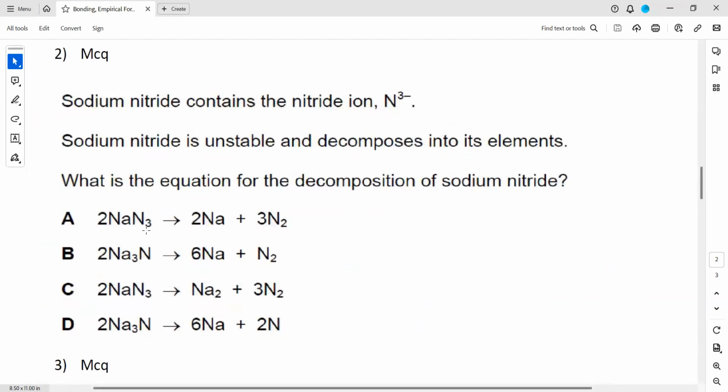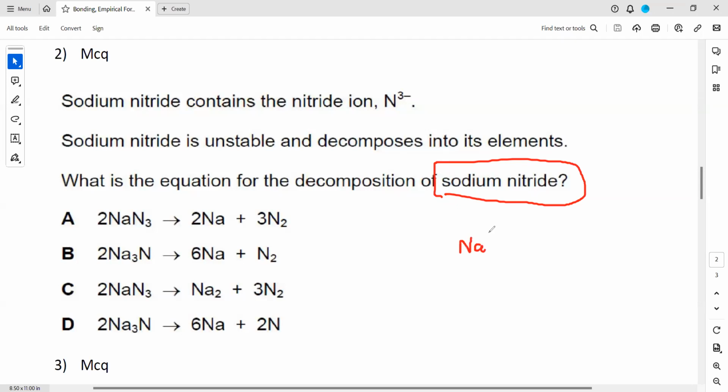Sodium nitride contains the nitride ion. Sodium nitride is unstable and decomposes into its elements. What is the equation for the decomposition of sodium nitride? First, what should be the formula for sodium nitride?